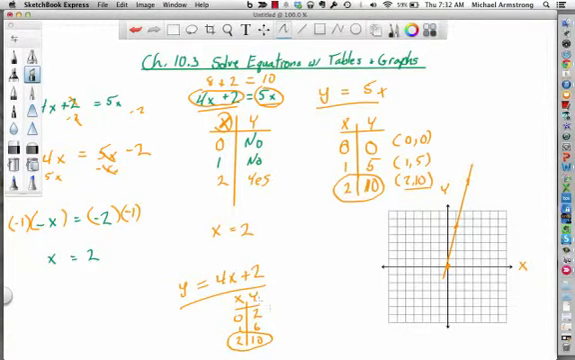Okay, so now when we put these in, this is 0, 2, this is 1, 6, and this is 2, 10. 0, 2 is right here. Starts at 0, goes up 2. 1, 6 is over 1, up 6, which is right here. And 2, 10 is over 2, up 10, which should be the same point as we have here. And then we take our line, and they cross.